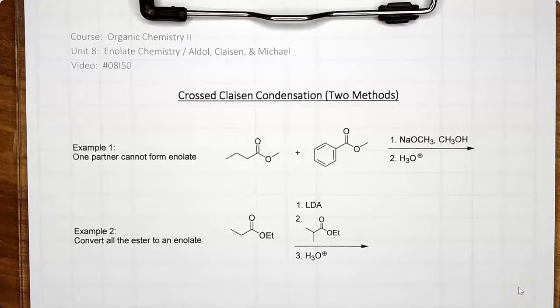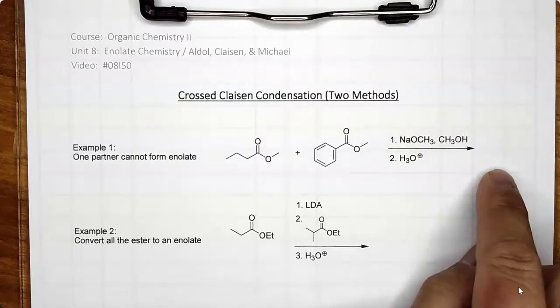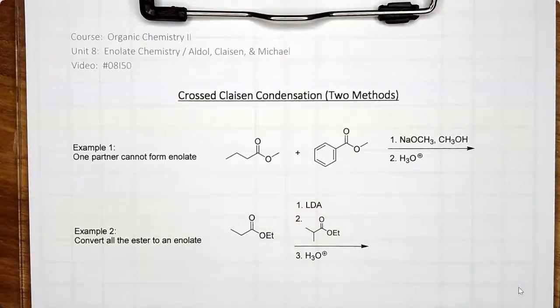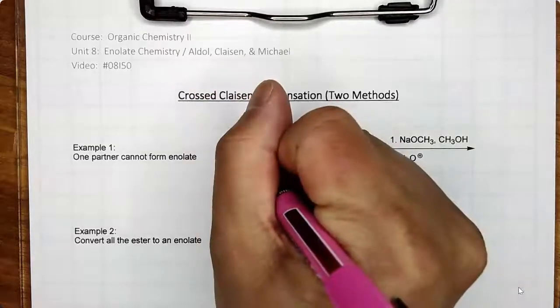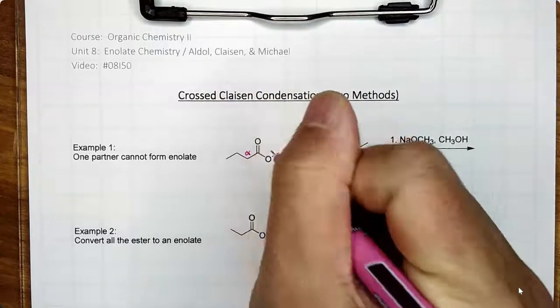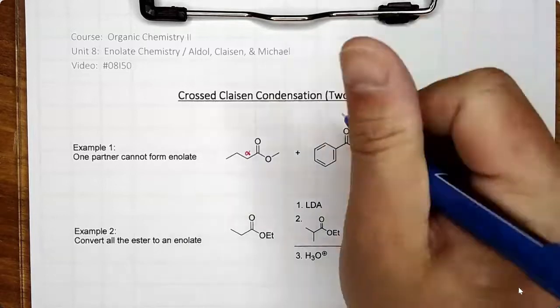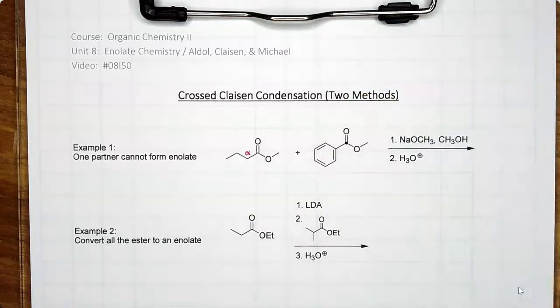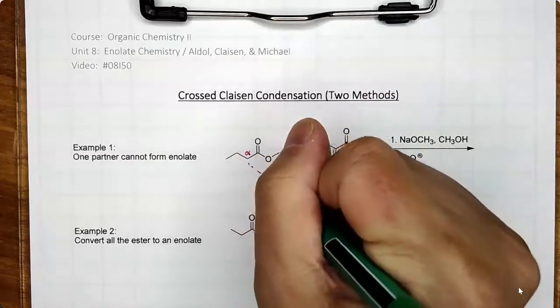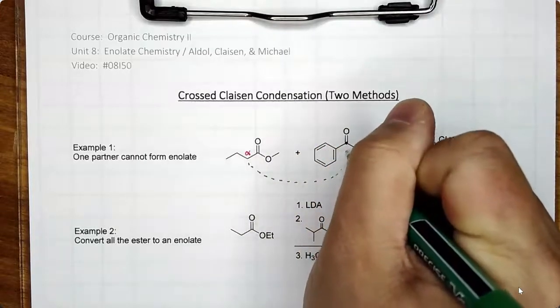Okay, I think the first self-test is, can you draw the product of this Claisen condensation without drawing the mechanism? Now, this strategy uses the idea that only one of these can form the enolate because only one of them has hydrogens on the alpha carbon. So that's your enolate, and this will be the carbon you're attacking. So let me draw that hint.